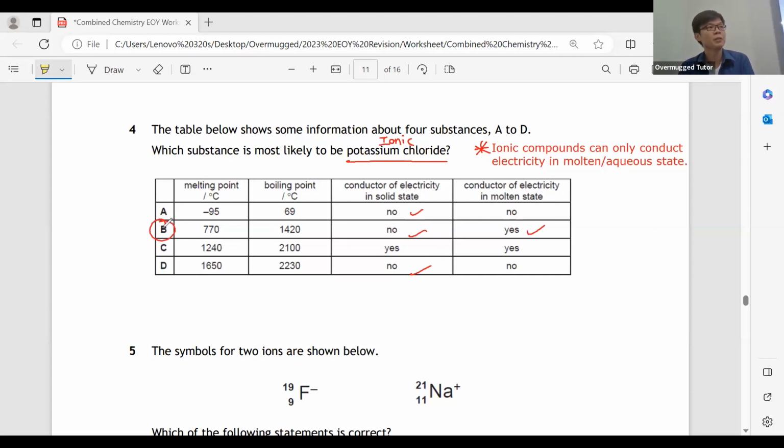Then B. Ionic compounds don't conduct electricity in a solid state. Only metals do, for combined science.